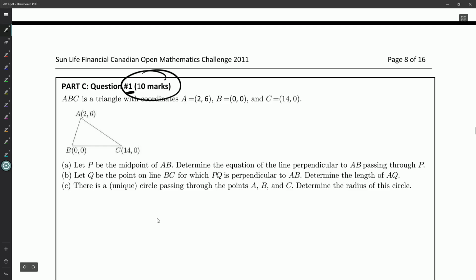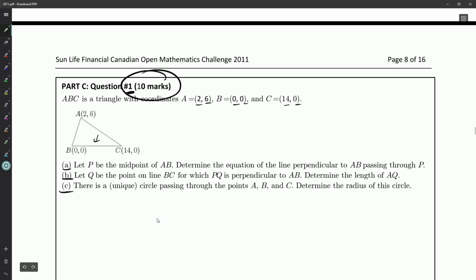ABC is a triangle with coordinates 2, 6, 0, 0, and 14, 0. So we see two of the points lie on the x-axis here. We've got 3 parts. Sometimes you'll get written questions with multiple parts. If it's later on a contest, I usually recommend reading them all together. You don't have to, but sometimes it can give you a bit of direction. But this is C1, so I think I'll just read one at a time until I get a reason not to.